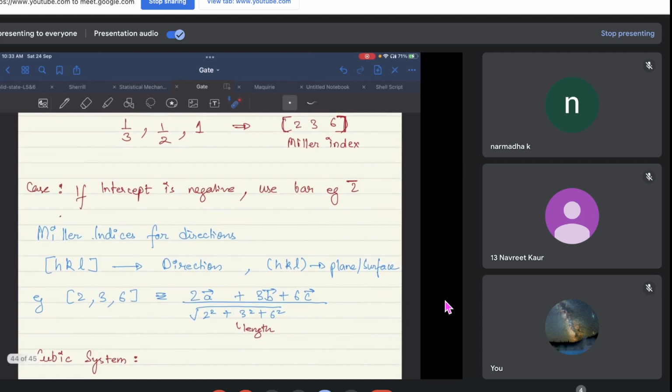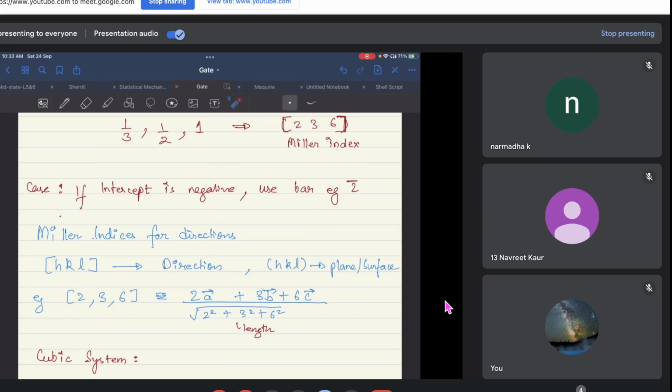So now the case is if the intercept is negative, we use a bar. For example, -2 can be written as 2 bar. Now the Miller indices for the direction, in square bracket, to simplify and generalize I can denote as HKL, here 2, 3, 6 is HKL. So this in square bracket gives me the direction, and if it is in normal bracket, then it will be a plane or a surface.